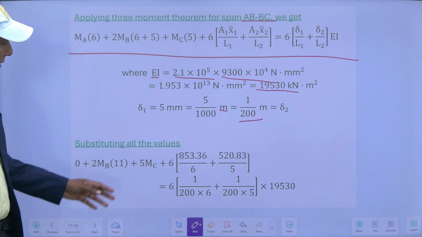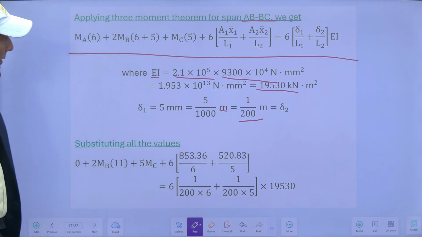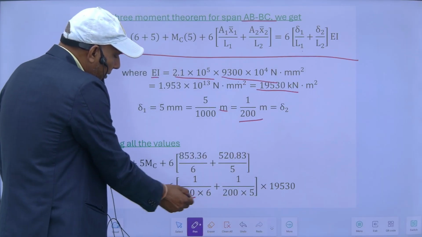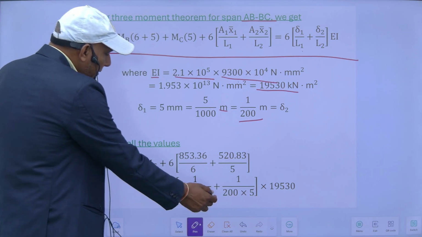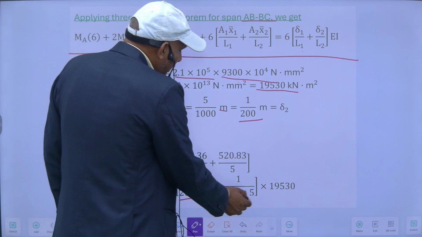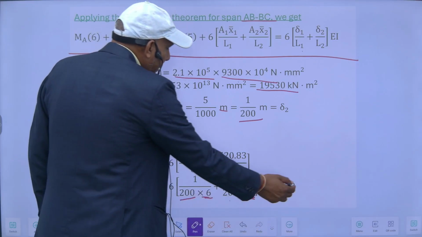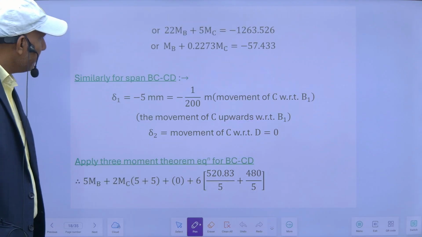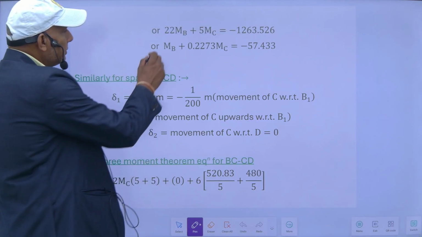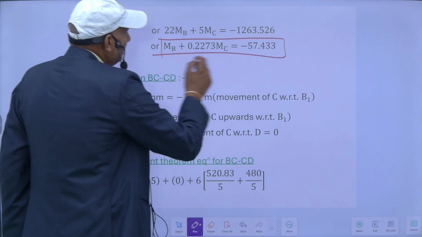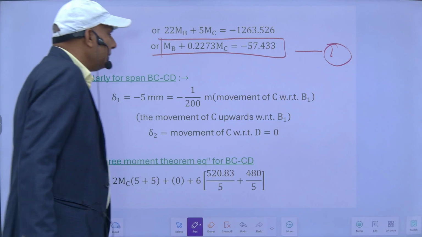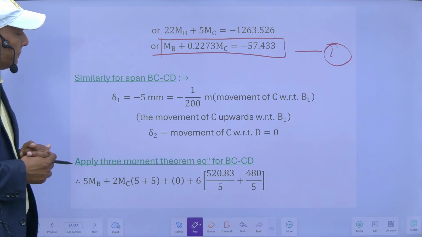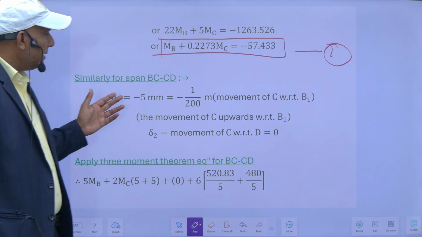So, by putting the values in these equations, I will get 6 delta 1 upon L1, where delta 1 is 5 upon 200 meter upon L1 6 meter, and delta 2 upon L2, into EI. So, suppose this is my equation number 1: MB plus 0.2273 MC is equal to minus 57.433. Similarly, for span BC and CD.